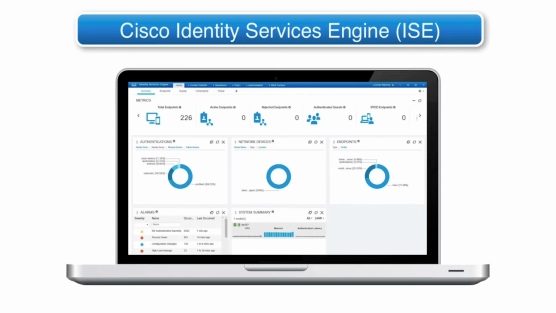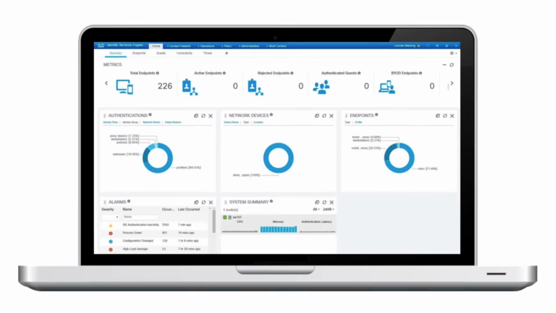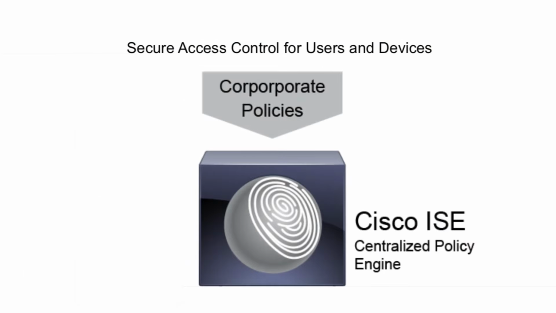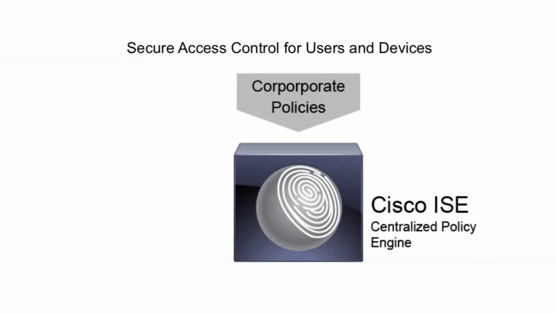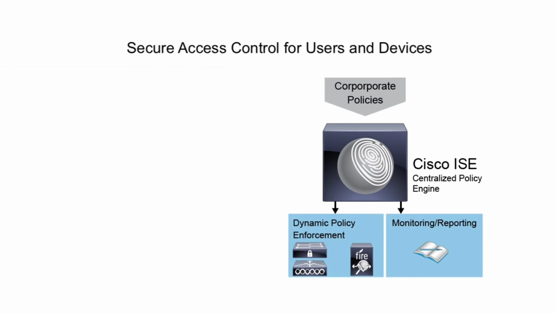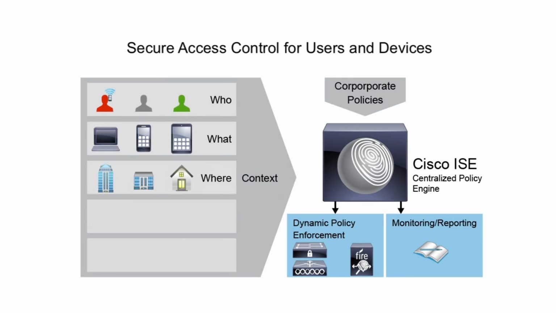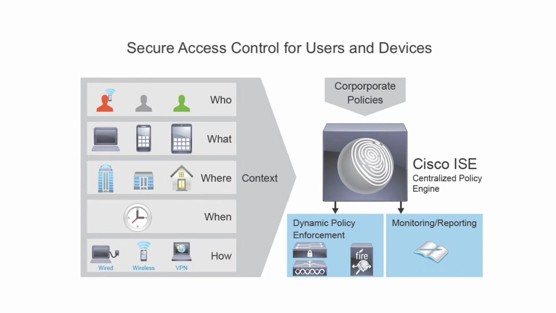This is where Cisco Identity Services Engine, or Cisco ISE, provides a centralized network access control and policy enforcement solution. Cisco ISE provides secure network access control for users and devices. It allows visibility into everything that occurs in the network. This includes information on who is connecting, what device is being used, where they are connecting, what time of day, and how they are connecting, such as wired, wireless, or VPN.